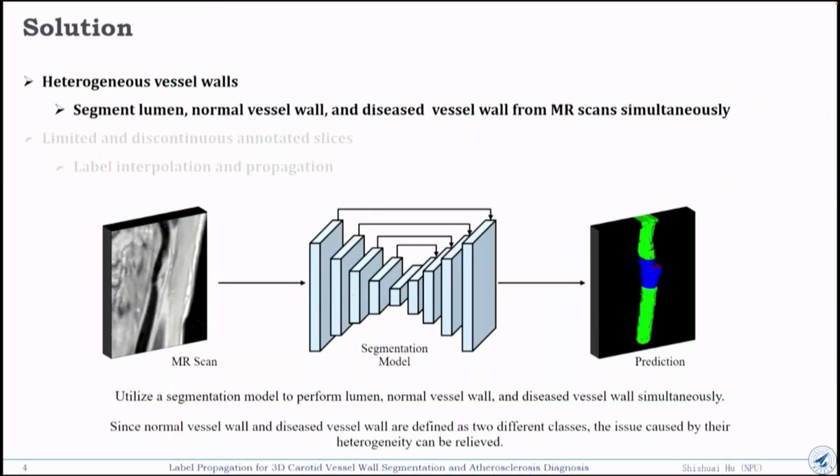To address the issue caused by the heterogeneous vessels, we formulated the carotid vessel segmentation and atherosclerosis diagnosis task as a 3D segmentation task that segments lumen, normal vessel, and diseased vessel from 3D MR scans simultaneously. Since the 3D structures of lumen, normal vessel, and even diseased vessel should be preserved well, and the normal vessel and the diseased vessel are defined as two different classes, the issue caused by their heterogeneity can be relieved.